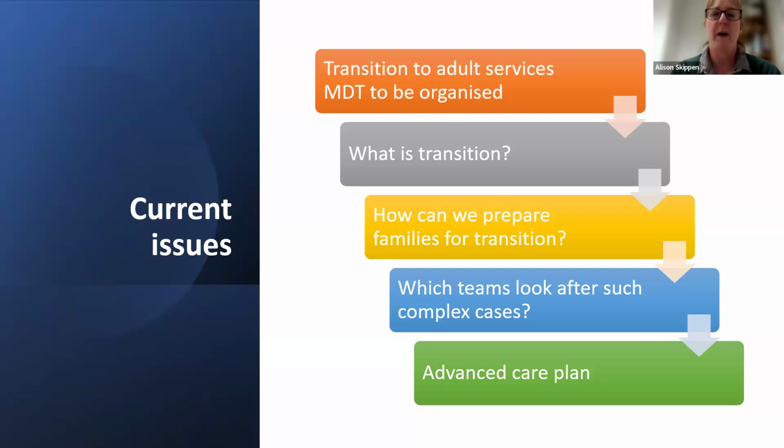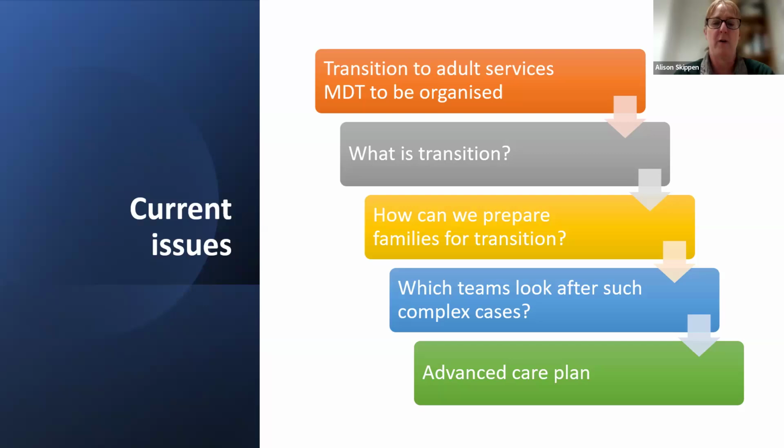So thinking about a child who's 18, they're going to be transitioned to adult services. So they're no longer going to be under paediatrics. And that means quite a lot of change for the family. This was just thinking about transition to adult services, how an MDT might be organised, how we can prepare families for transition, and the complex cases that we have, and also about advance care plans for families of children who have complex neurodisability.